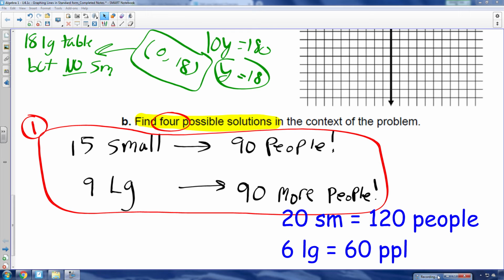So at the end of the day, you should have at least one solution that's not in this video, but here's one other possible solution. 20 small tables would seat 120 people, 6 large tables would seat 60 people, so that's another option.